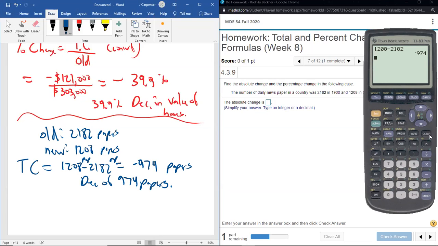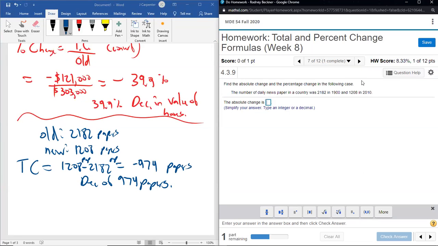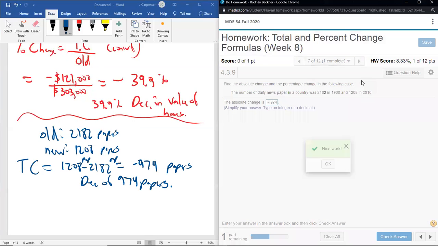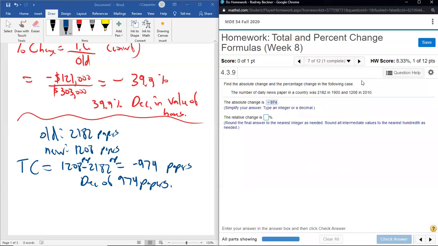Why is that? Because of the internet, right? So make sure you get your sign in there, negative, and then 974. That should be our answer. There we go. There's our absolute change. And that would be 974 papers that's decreased. But again, my MyMathLab is ignoring that aspect.